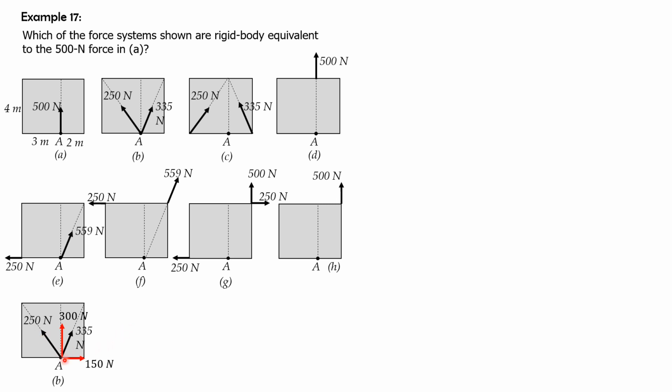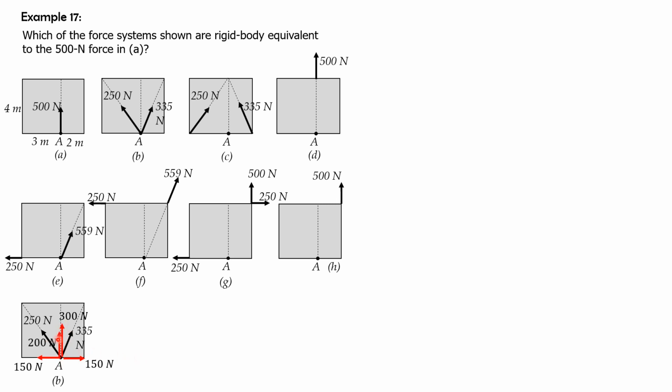For 250, the slope is 3 horizontal, 4 vertical, so 5 hypotenuse. So the horizontal component is 250 times 3 over 5, so that would be 150 to the left. And therefore, we have collinear forces oppositely directed, equal in magnitude. It will just vanish, or it will just cancel out. Then the vertical component of 250 is 250 times 4 over 5, so that would be 200 newtons.